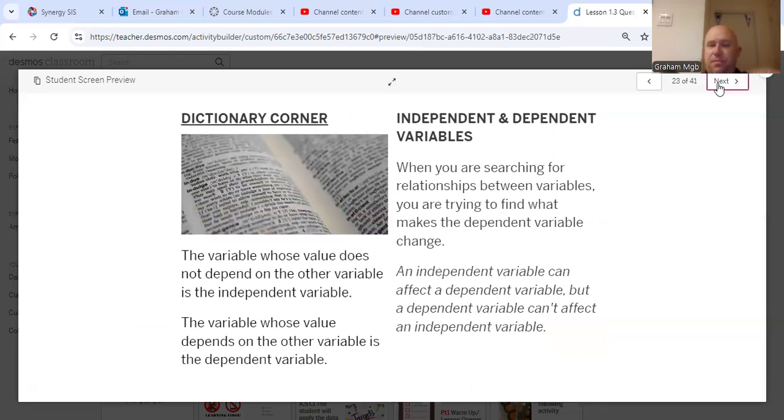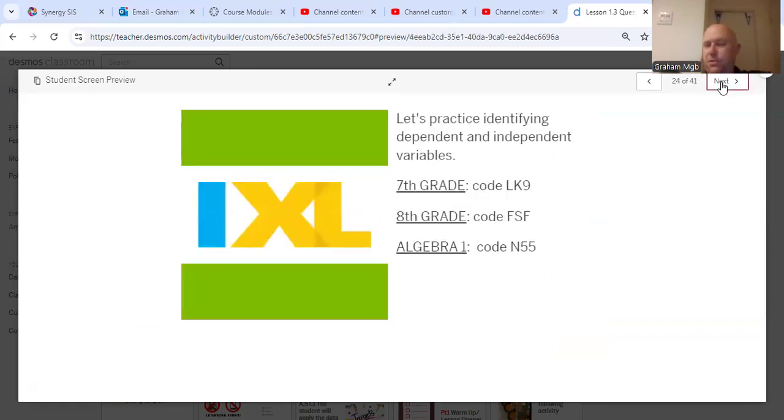Independent and dependent variables. The independent is the one that changes, and the dependent is the one that depends on the other variable. Often we'll have time as one of those going along the x-axis. That's a pretty common one. Sometimes we do have two of those.